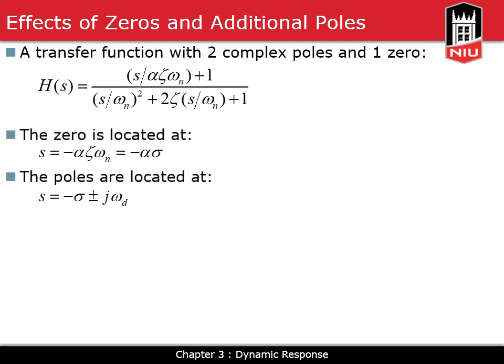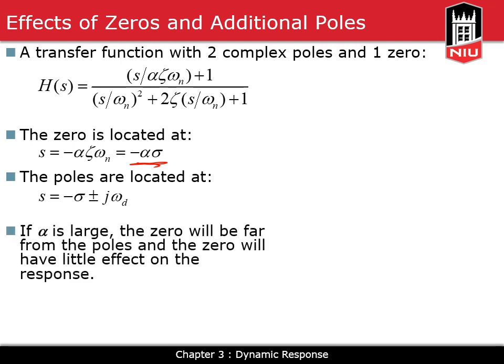If we said before that the location of the poles are negative sigma plus or minus j omega d, where sigma is zeta omega n, now we know that the zero is at negative alpha times sigma. So basically the zero will be located alpha times away from the real part of the complex poles. That alpha plays an important role here.